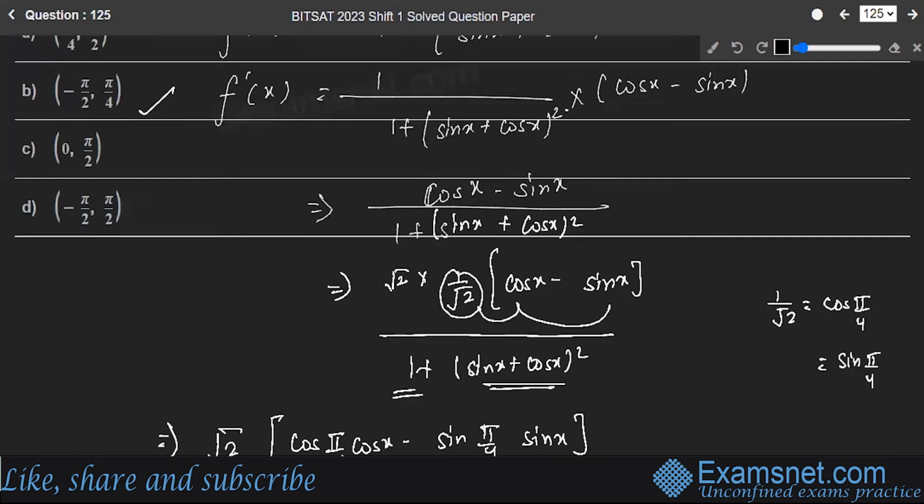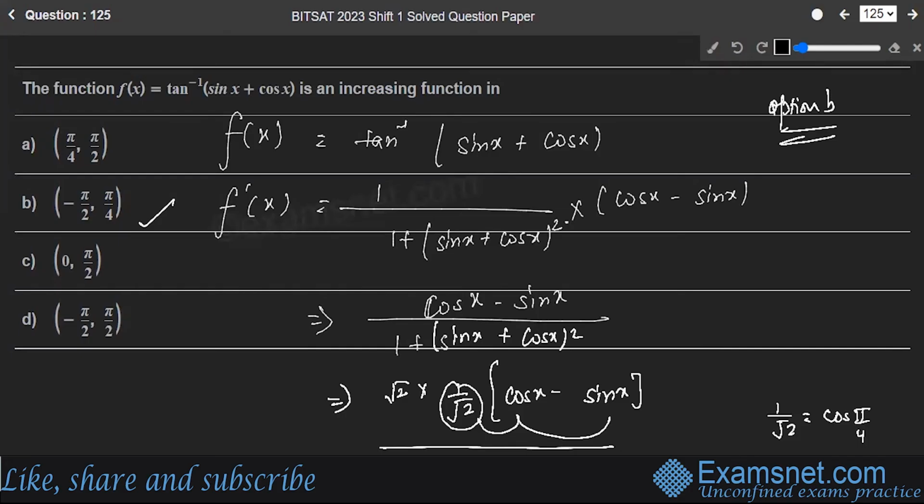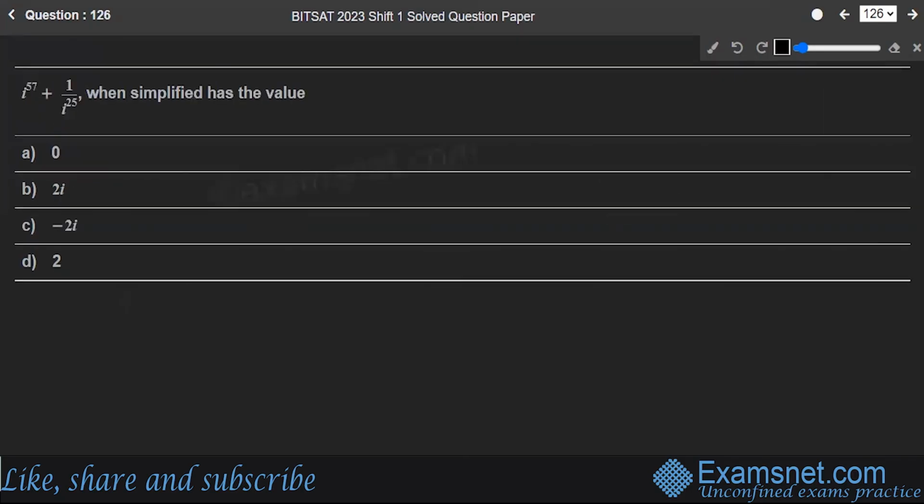One thing I would like to discuss: you had minus 3π/2 to π/4, and this was your range. So the only option available here is π/4, and minus π/2 will come before this. Okay, so I will definitely take option B. Next is question number 126.